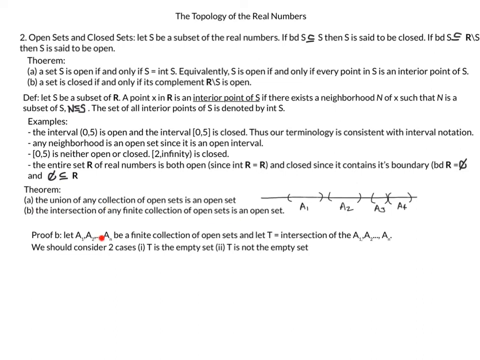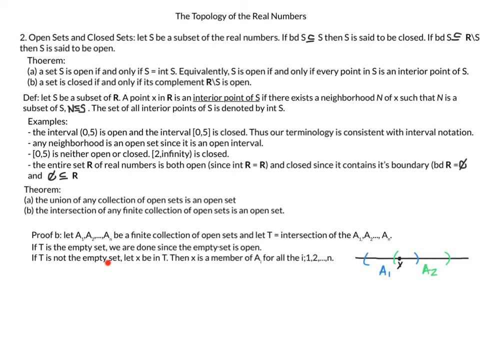Next, we'll look at part B, the intersection. Let A1, A2, up to AN be a finite collection of open sets, and let T be the intersection of these sets. We will consider two cases: T is empty, and T is not the empty set. First, if T is the empty set, we're done, since the empty set is open. It's also closed, by the way, but it is in particular open. If T is not the empty set, let X be in T. Then X is a member of A sub i for all the A sub i's, since it's in the intersection.